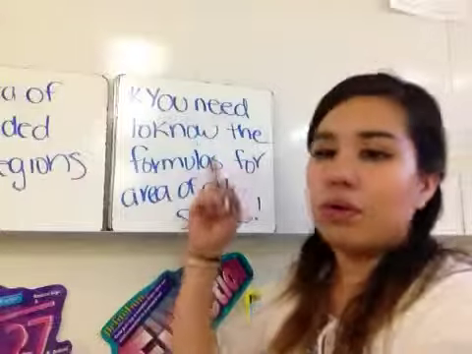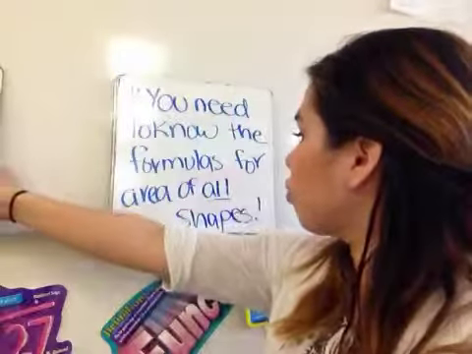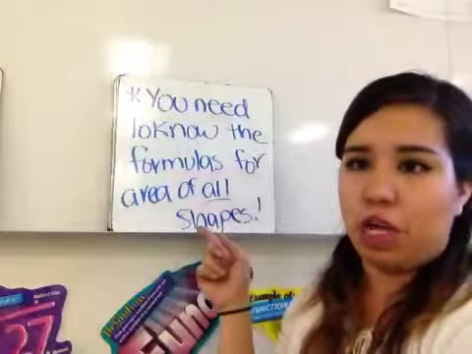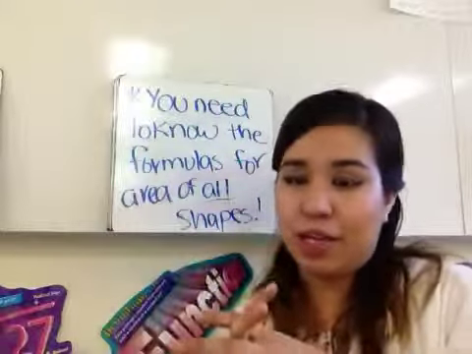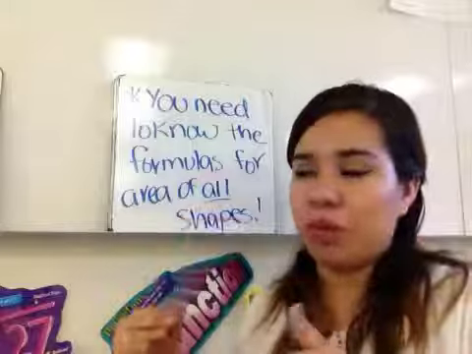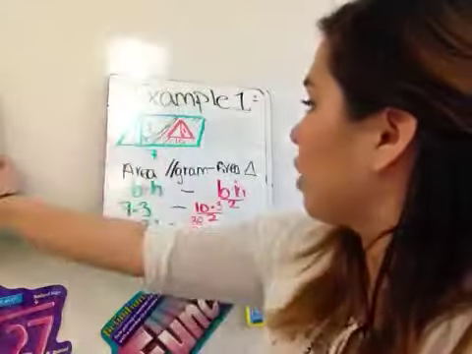What you need to know in order to solve these kinds of things is the formulas for the areas of all the shapes. Since you're dealing with different shapes joined together, you need to remember all the formulas that we've learned so far. Let's go ahead and take a look at example 1.